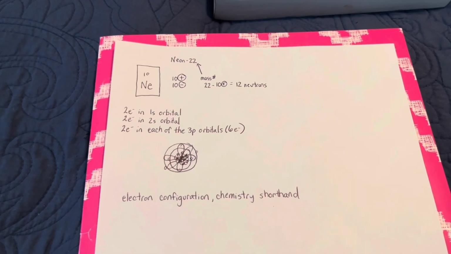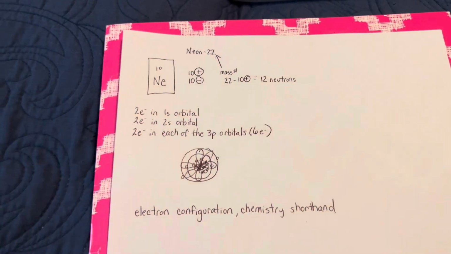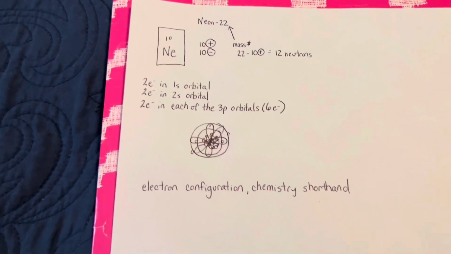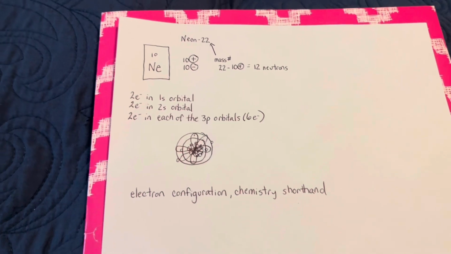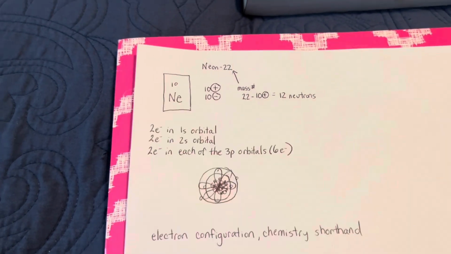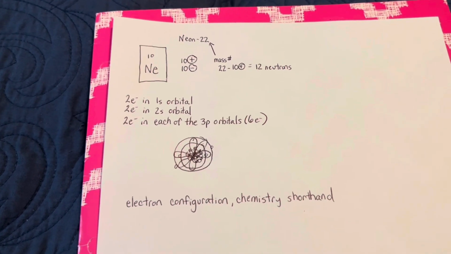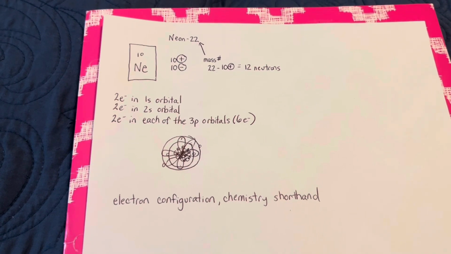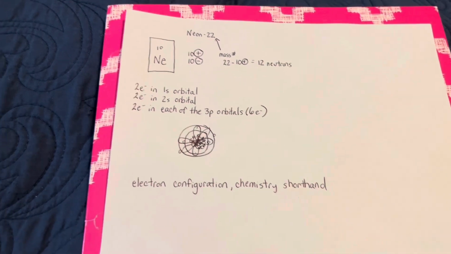We were talking about if you were looking at a neon atom, specifically a neon-22 atom. The 22 represents the mass number. So you know from the 10 that there are going to be 10 protons and 10 electrons. You take your mass number and subtract the number of protons, and it gives you 12 neutrons.